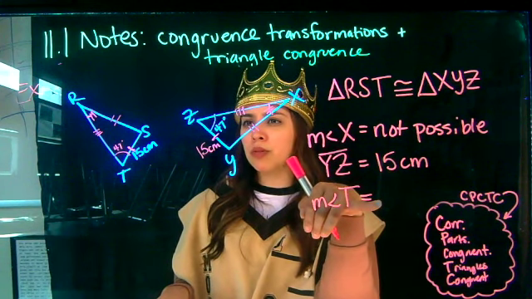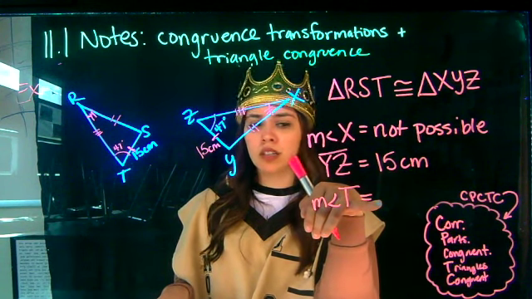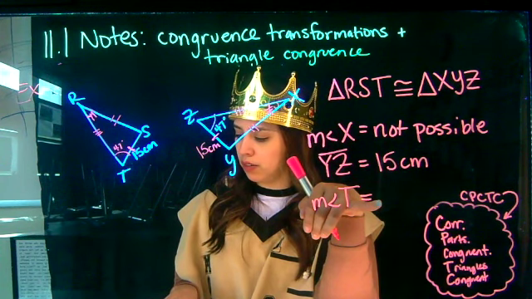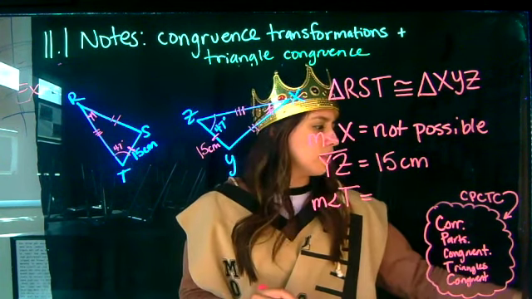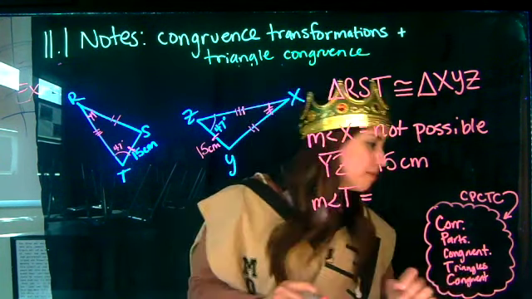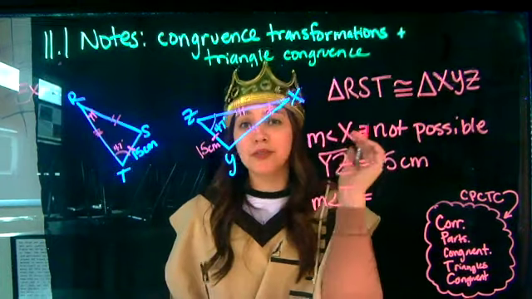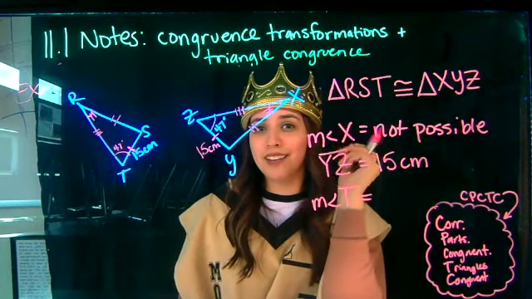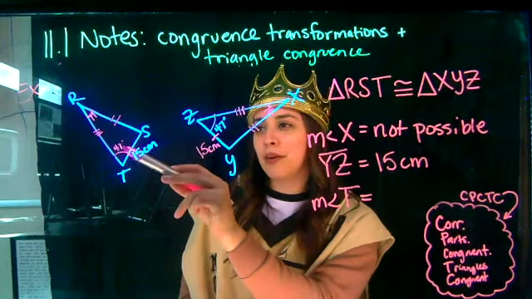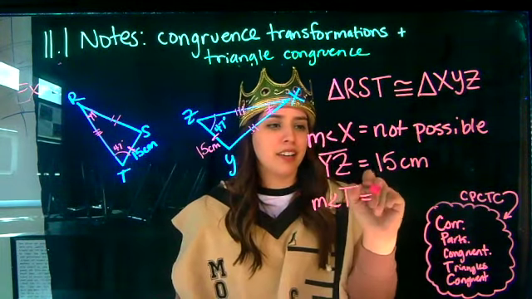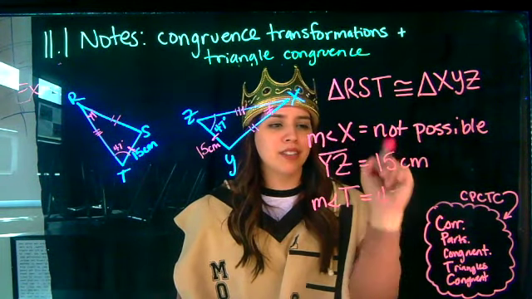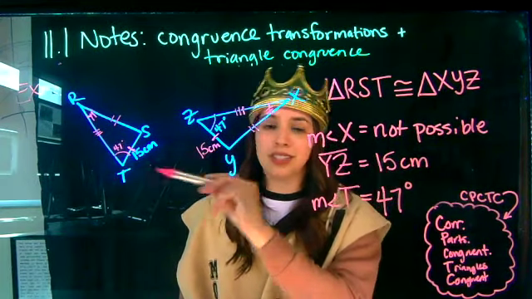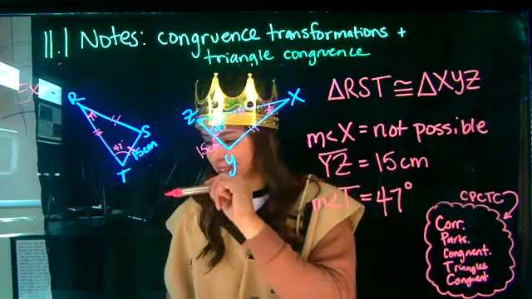So the measure of angle T, why am I getting so confused right now? I'm sorry. You guys know that when I teach, I get all riled up and then I forget where I'm at. Yeah, this is 47 degrees, right? I got all tripped up because I had already written it. So we know that the measure of angle T is 47 degrees. It was literally in my face.